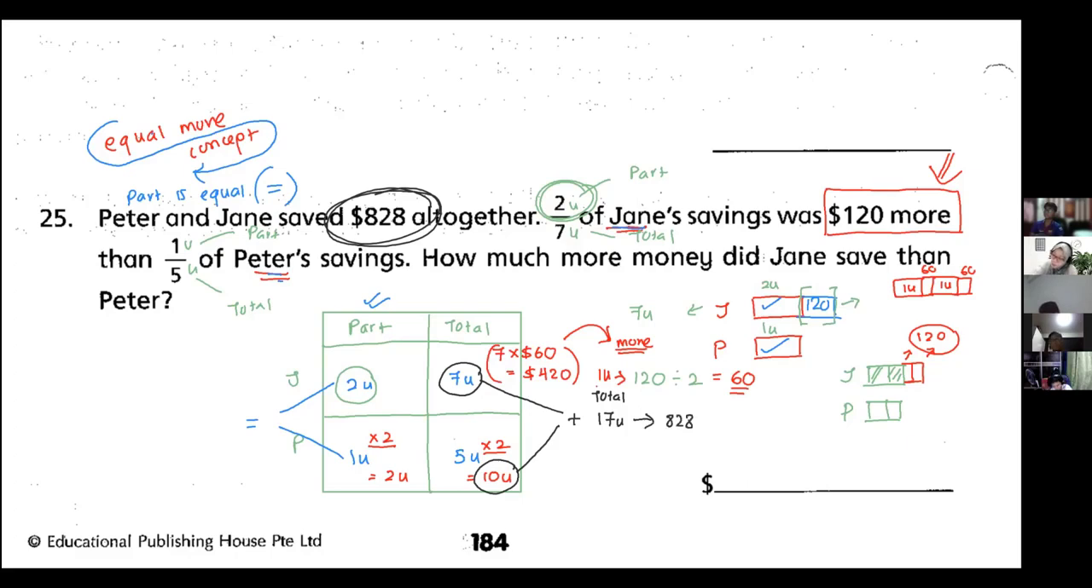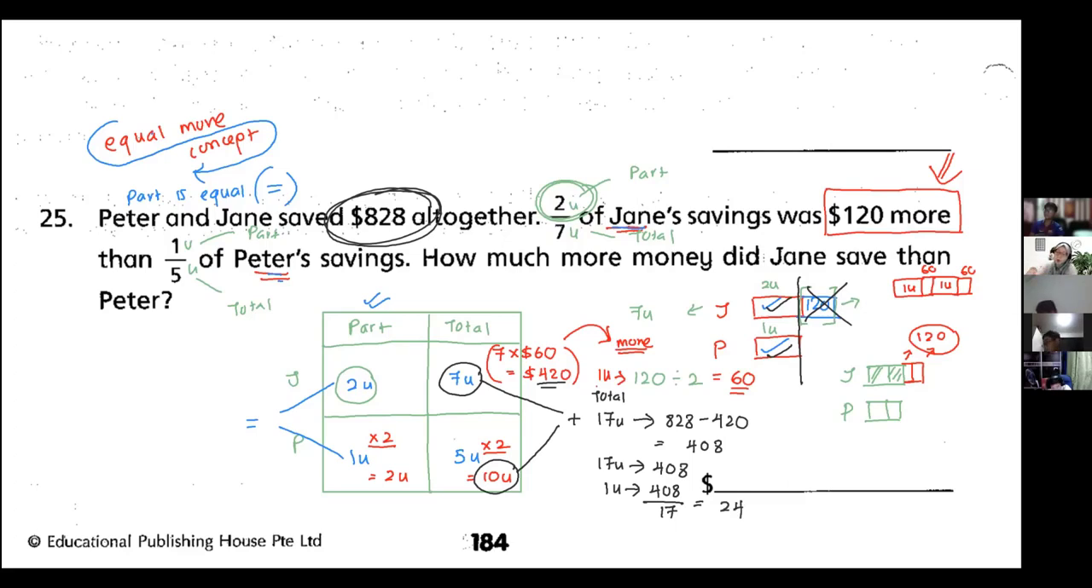Don't forget that we need to take away the more, because who has more? Jane has more. I want to make it equal. So I must take away this one. Take away the extra. What is the extra? The extra is this. 828 minus 420 equals 408. So 17 units is 408. 1 unit is 408 divided by 17, and I get 24.